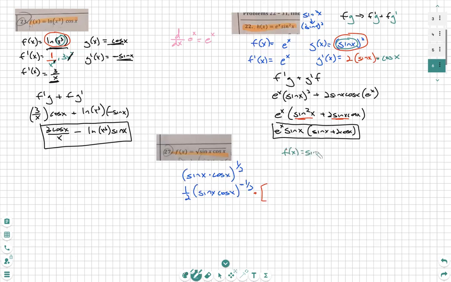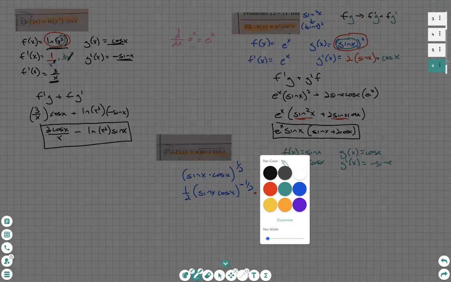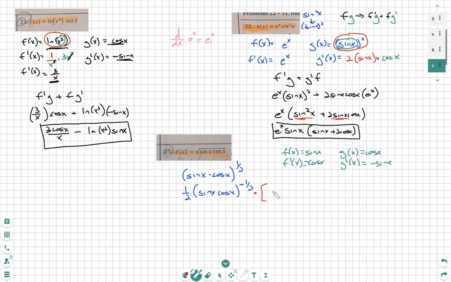f of x is sine of x. f prime of x is cosine of x. g of x is cosine of x. g prime of x is negative sine of x. Remember, we have to memorize those as well, and just plug and chug. So we keep f prime, which is cosine of x, times normal g, which is cosine of x, plus normal f, which is sine of x, times g prime, which is negative sine of x.